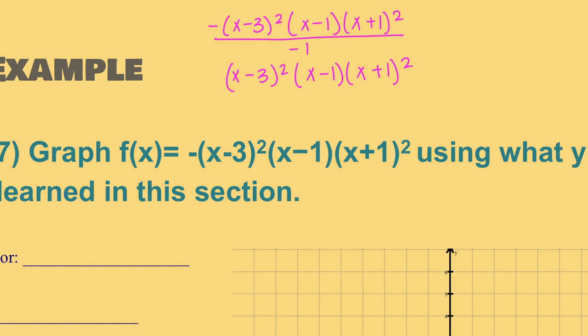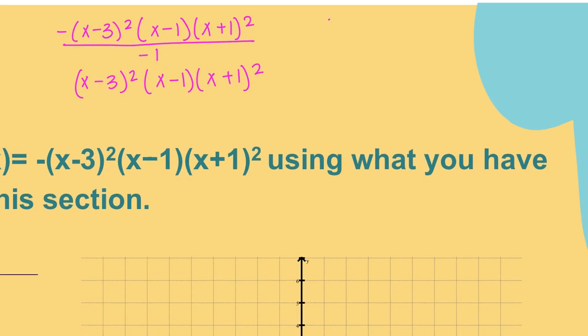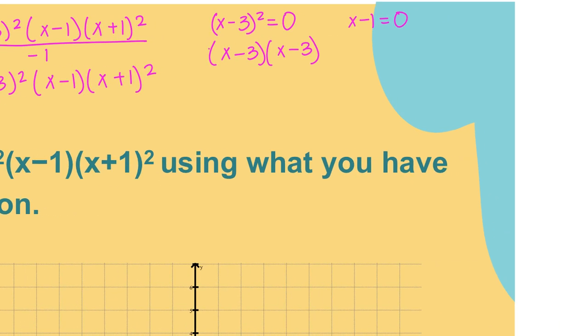And now I have to set them all equal to 0. I'm going to do it on this side. I have x minus 3 squared equals 0. Keep in mind, we should know that this could be written as x minus 3 times x minus 3. So I'm going to set both of them equal to 0. Then I'm going to have x minus 1 equal to 0. And same thing, I'm going to have x plus 1 squared equal to 0. And again, I could rewrite this as x plus 1 times x plus 1. So again, this is also a way to determine our multiplicity.